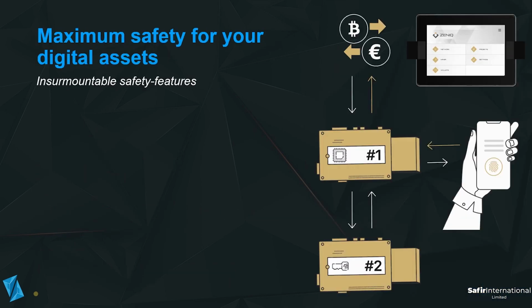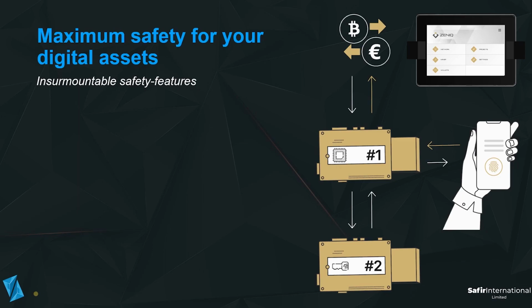Now we come to the topic why this Zeniq Hub is as safe as it is. So here we see 2 different chips, 2 different CPUs, 2 different computers in the device. So we see chip number 1 and chip number 2. Chip number 1 is connected to the internet, and every basic transaction, every button you can press is being processed by chip number 1.